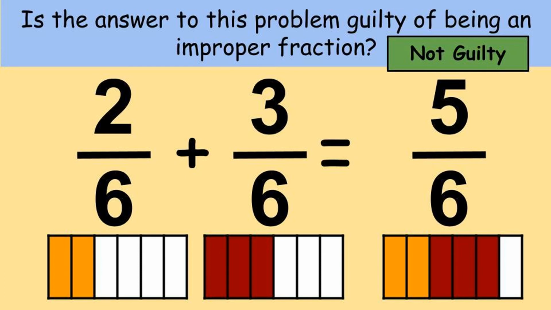If you said that 2/6 plus 3/6 equals 5/6, then you're correct. 5/6 is an example of a proper fraction because the smallest number, 5, is on the top and the largest number, which is 6, is on the bottom. So you're not guilty of being an improper fraction.